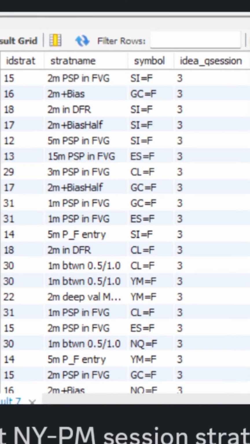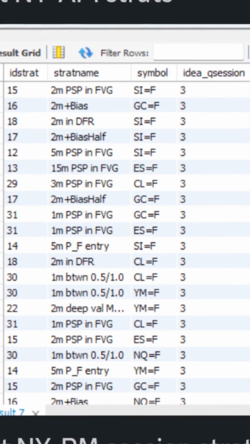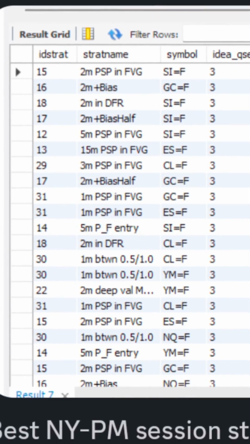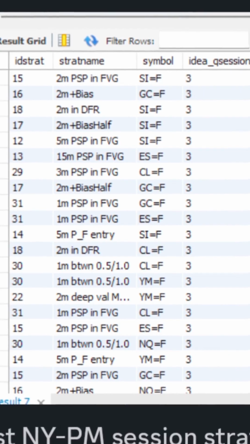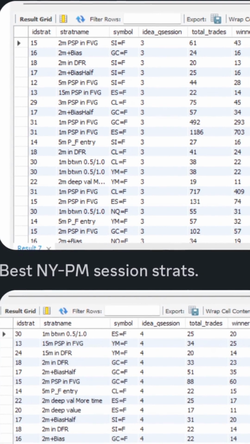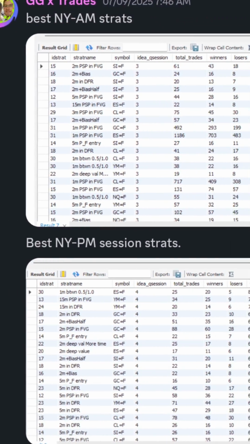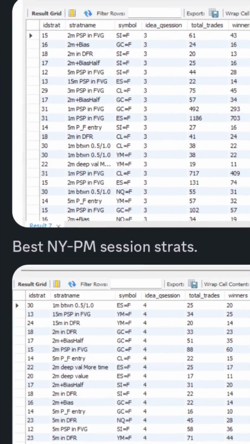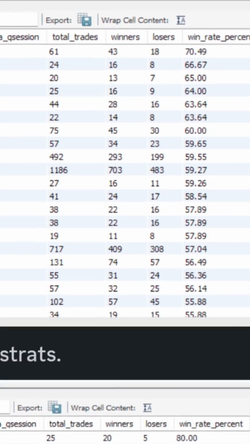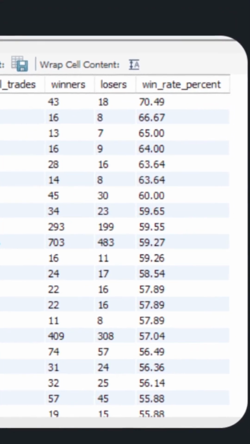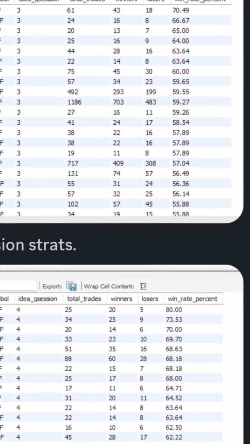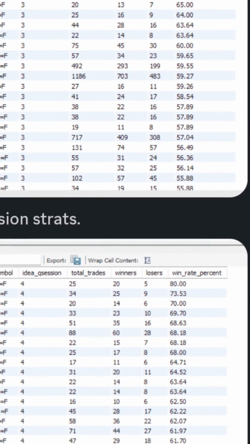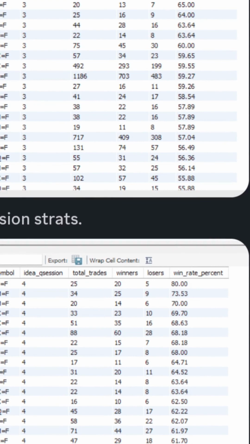The top ones here, you'll see where it says the minutes of the candle: 2 minute PSP in an FVG, 2 minute plus bias, 2 minute in DFR. DFR means defining range. Now, I've categorized these by the best ones for the morning session in the New York session and the best strategies based on win rate. So here, the top one is 70% win rate, going down to 60.